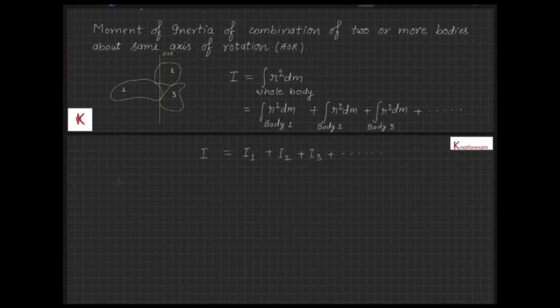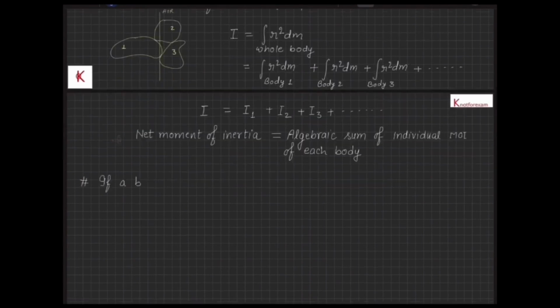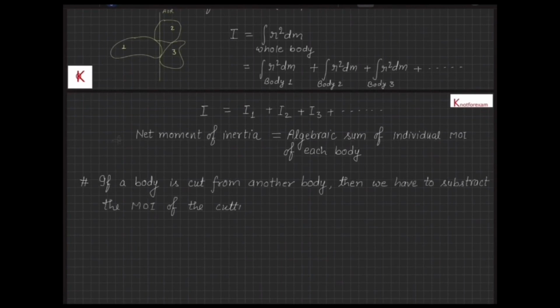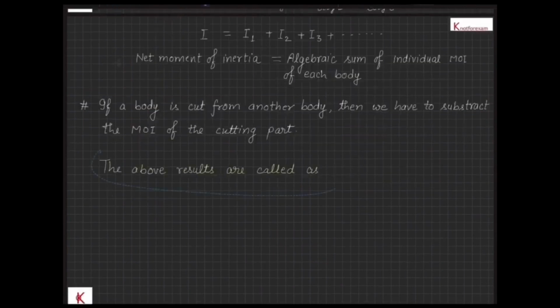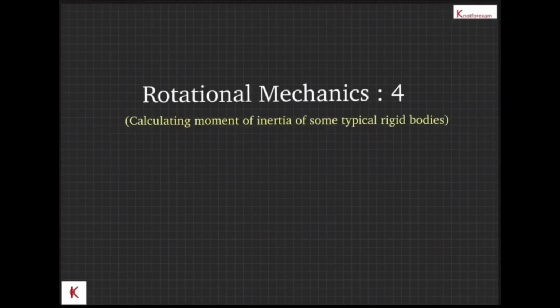Therefore, the net moment of inertia will be the algebraic sum of the individual moments of inertia of each body about the same axis of rotation. And you can easily understand that in the same way as above, if a body is cut from another body, then we have to subtract the moment of inertia of the cut part about the same axis of rotation. And the above results are called the superposition principle for moment of inertia. And we are going to calculate the moment of inertia of some typical rigid bodies.